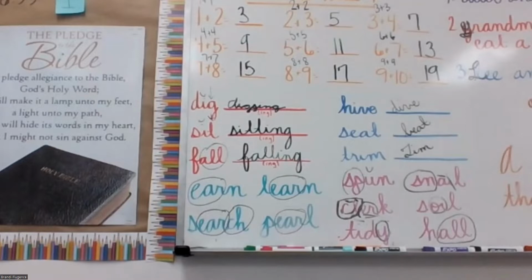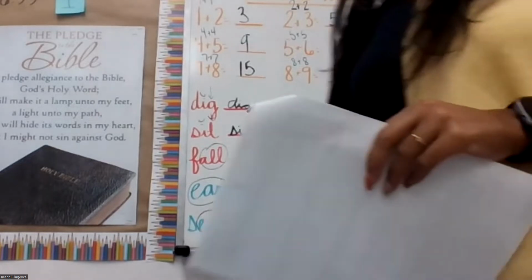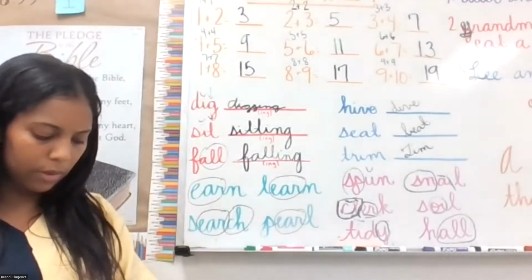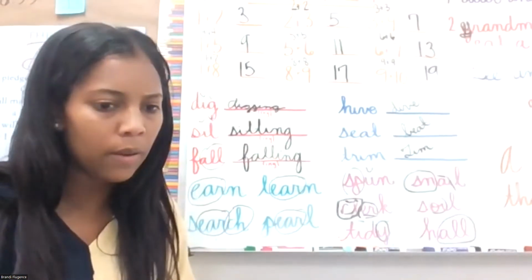All right, let's look at page 74. The Fire. Let's read about Sue and her brother and what they encounter.